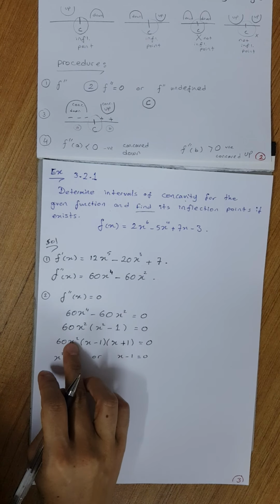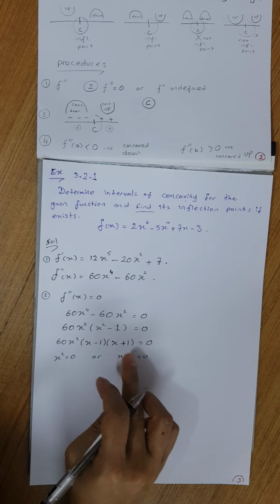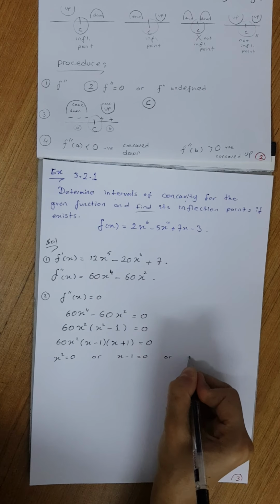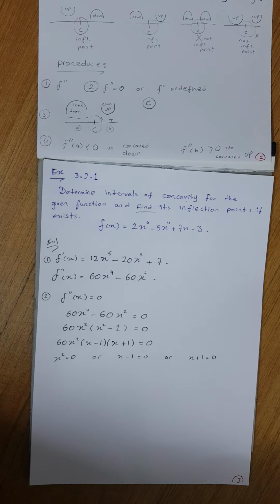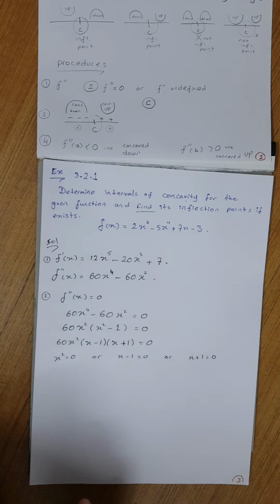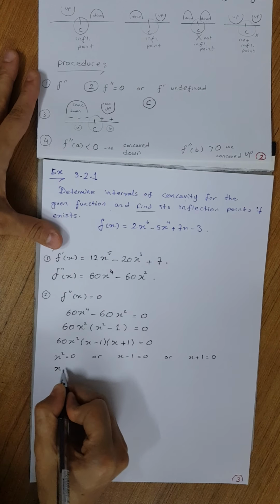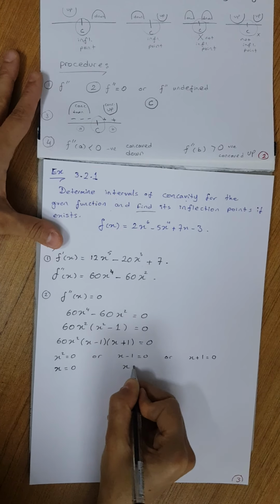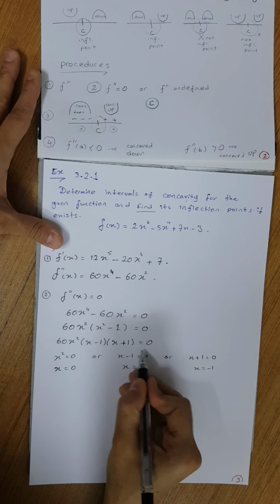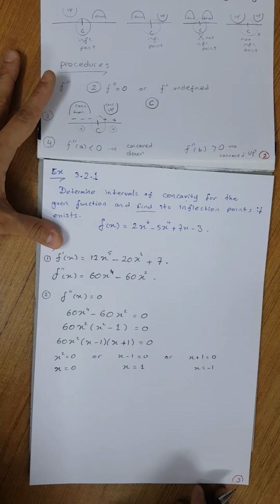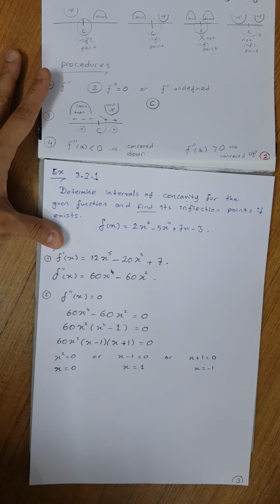So either this one is equal to 0, or that one is equal to 0, or x plus 1 is equal to 0. Okay? So what do I get from this? I get x is equal to 0, x is equal to 1, or x is equal to minus 1. You know how to do that. You're simply taking this one to the other side. That's a linear equation.